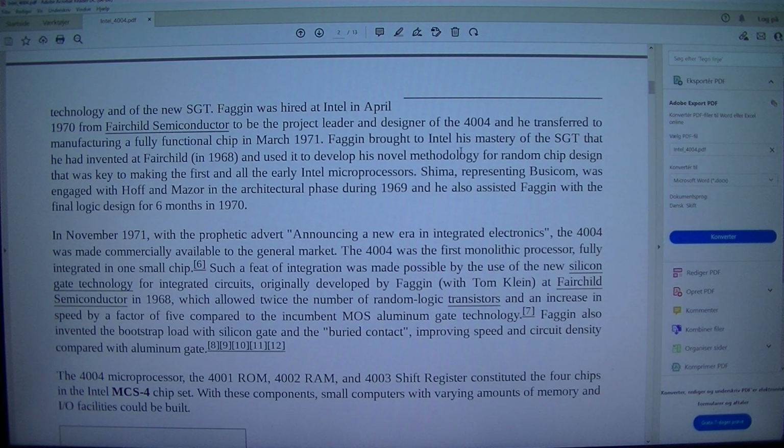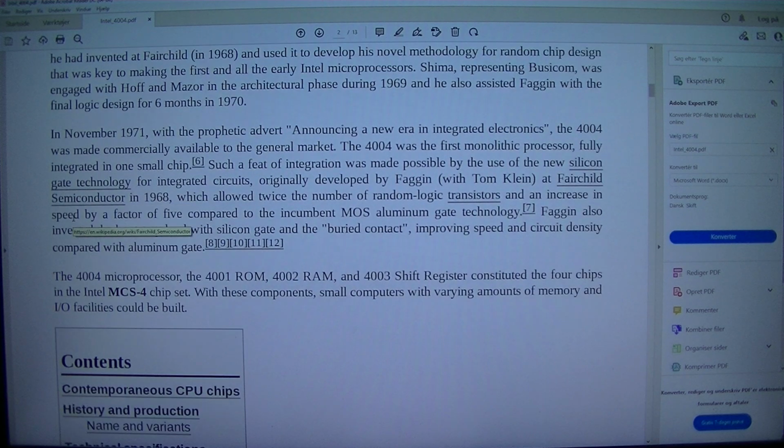Fagin brought to Intel his mastery of the SGT that he had invented at Fairchild in 1968, and used it to develop his novel methodology for random chip design. That was key to making the first and all the early Intel microprocessors. Shima, representing Busicom, was engaged with Hoff and Mazor in the architectural phase during 1969, and he also assisted Fagin with final logic design for 6 months in 1970.